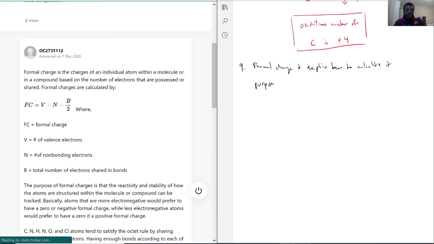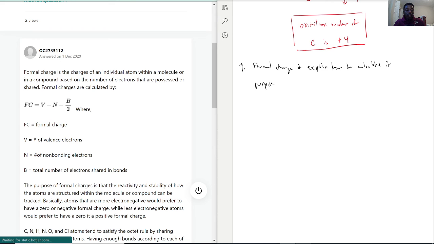So with that being said, everything has its own formal charge. Let's say we're dealing with NH3. This nitrogen's formal charge will be based on the electrons that it has by itself right here, and the electrons it's sharing, which are these three.